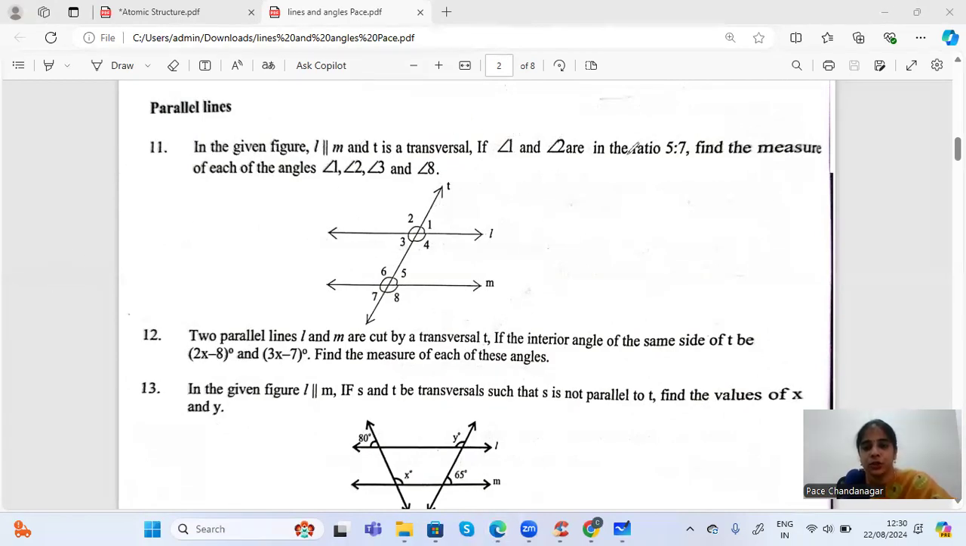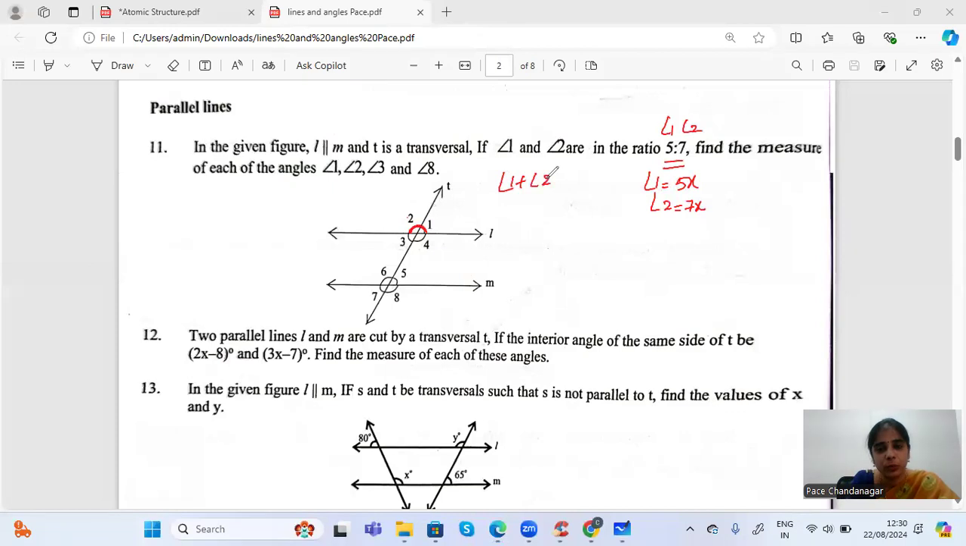Angle 1 and angle 2 are in the ratio 5 is to 7. So this is angle 1 and angle 2. Whenever we have a ratio, we can consider angle 1 equal to 5x and angle 2 equal to 7x. Clear? Now tell me what is the relation between angle 1 and 2? They are forming linear pair because they are adjacent angles, and that too they are supplementary because they are on a same straight line, isn't it? So they are called linear pair angles.